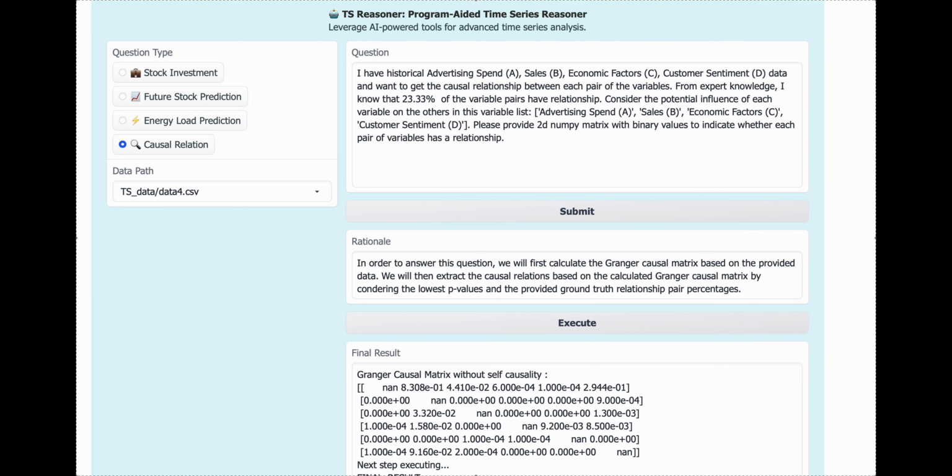This is our latest proposed time series Reasoner, which is a program-based Reasoner agent, and we expect that such a Reasoner can better bridge the gap between LLM agents and the time series domain.